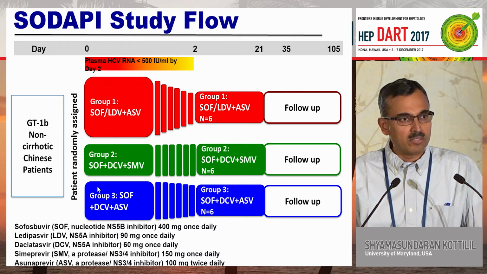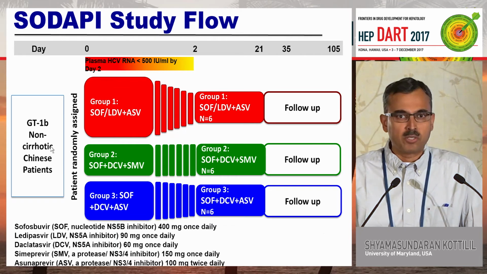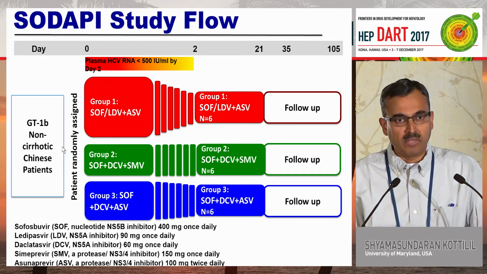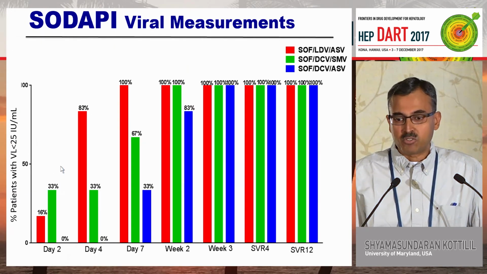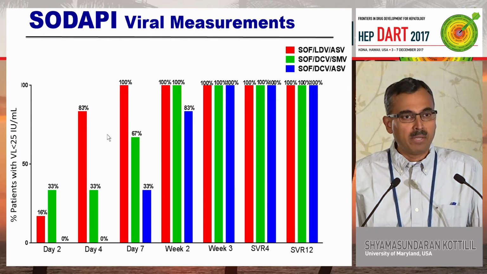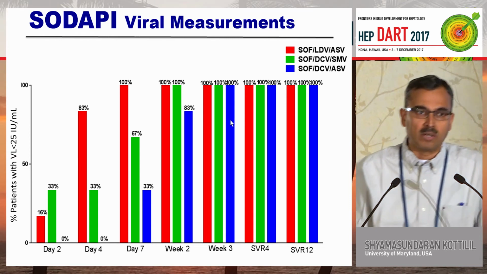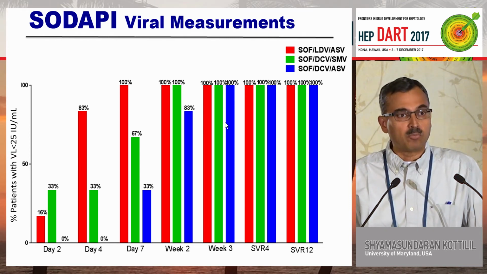So everybody got 3 drugs, and at day 2, viral load was measured. If viral load was less than 500, people were asked to stop treatment at 3 weeks. And as clearly demonstrated, even though there was quite a bit of variability in the beginning, all these patients achieved SVR12. So in genotype 1b patients, you can achieve SVR with a 3-drug regimen. That's very impressive.